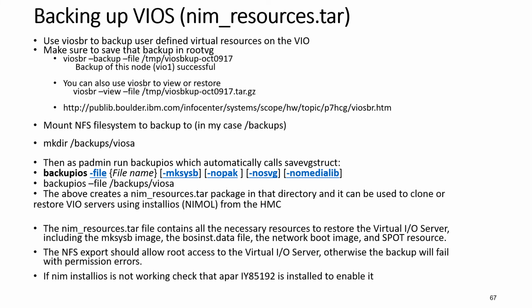So there's a couple of different backups that you can do for your VIO server. The first one is just a standard backupios, and the second one is a backupios -mksysb. The first option creates a version of the backup which ends up being a NIM resources tar file that you need if you want to do a restore from your HMC. The second one creates a proper mksysb image you can use to do a restore.